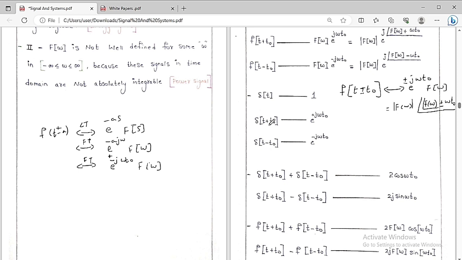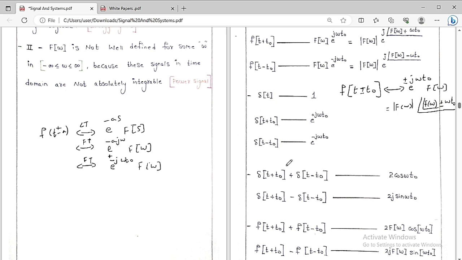Suppose I add these two things, what am I going to get? If we add these two, we have to add the right-hand sides also. Finally you are going to get 2 cos omega t naught, because you know e to the power of j theta is equal to cos theta plus j sin theta, and e to the power of minus j theta is equal to cos theta minus j sin theta. If we add, we get 2 cos theta, where theta is omega t naught. So 2 cos omega t naught.